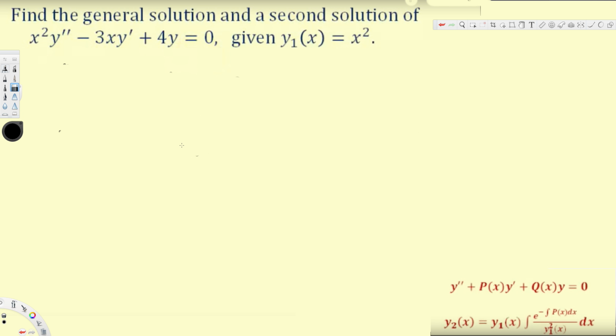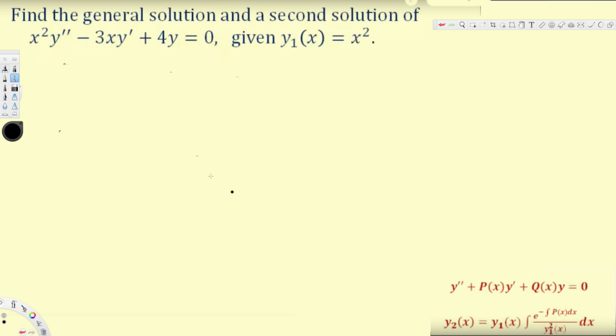What's going on, guys? In this video we are going to see an example of the shortcut method for reduction of order. In order to apply the shortcut method, we have to have the differential equation in this pattern: y double prime plus a function of x times y prime plus another function of x times y is equal to 0. And notice the coefficient of the first term should be 1.